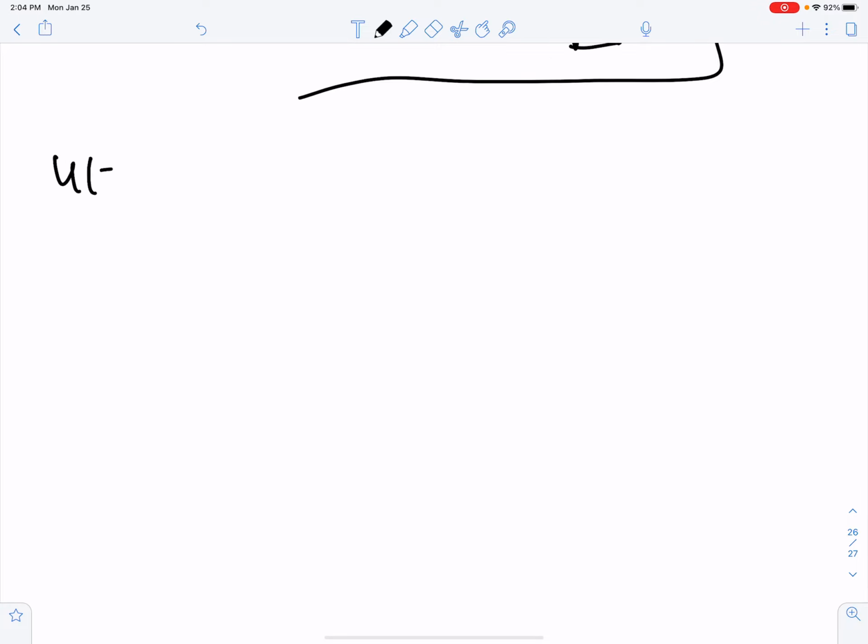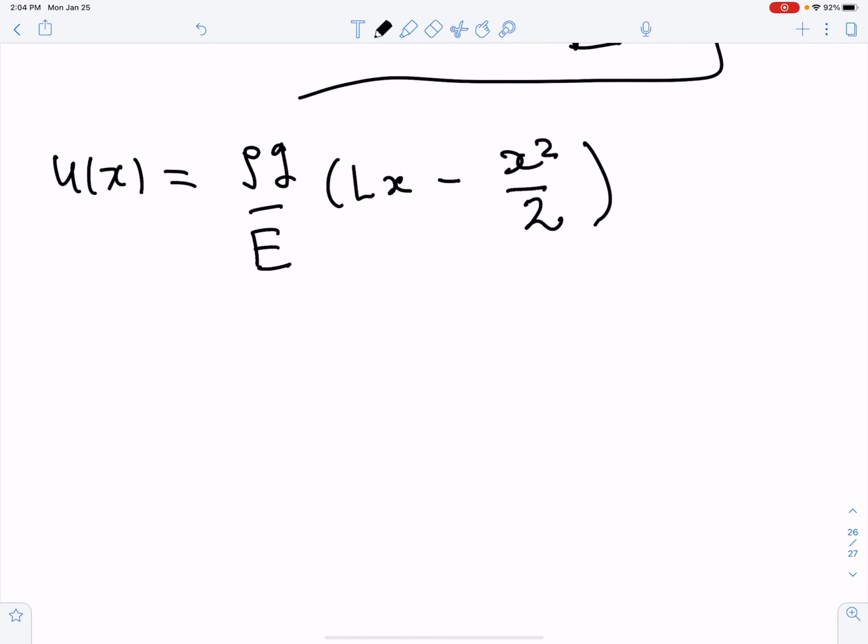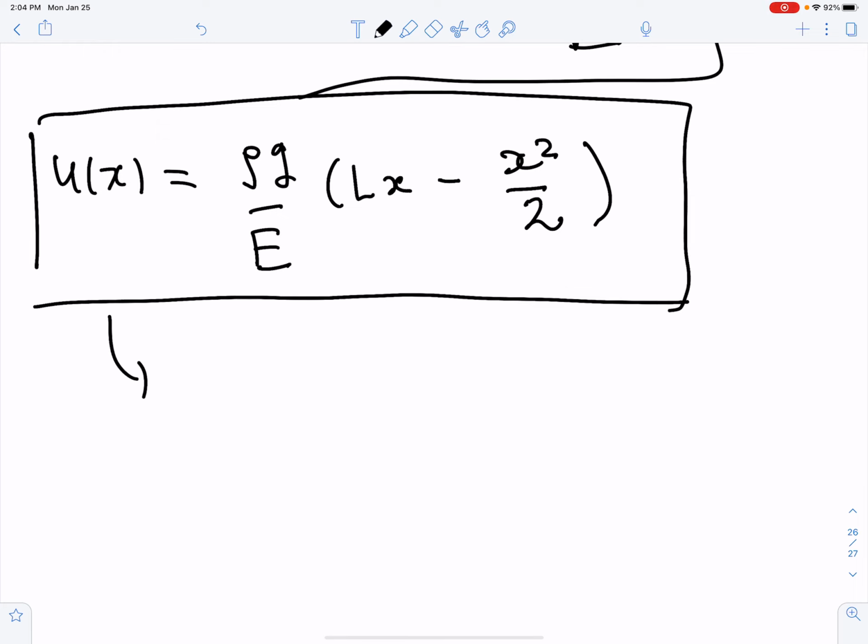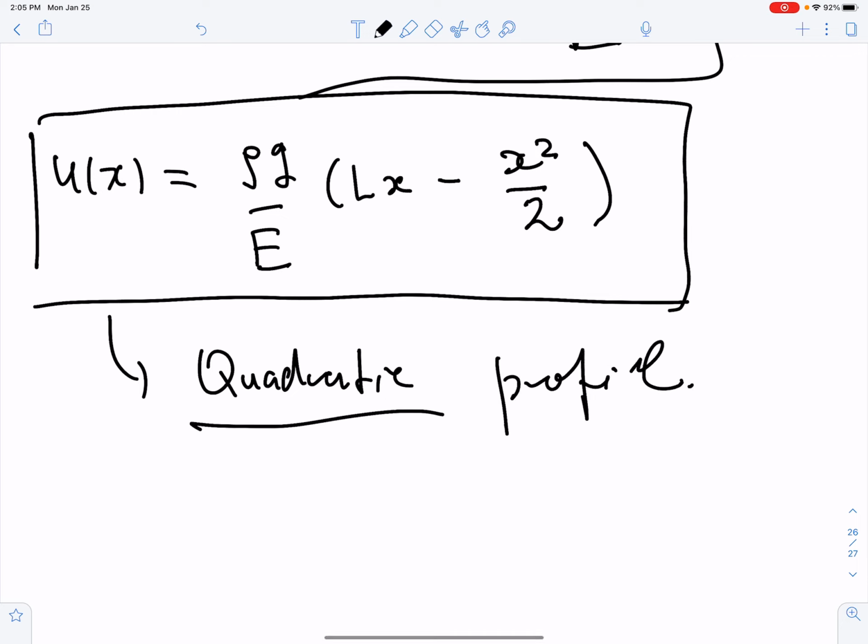u of x equals rho G over E times (L x minus x squared over 2). So you see displacement has a quadratic profile. That's a quadratic function.